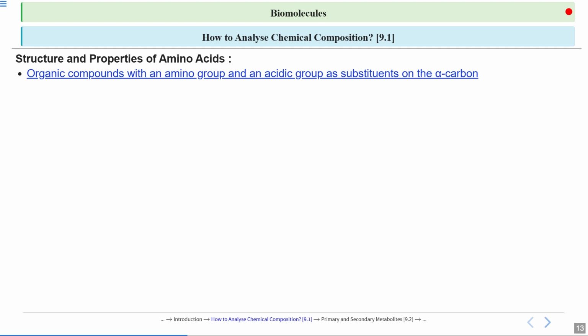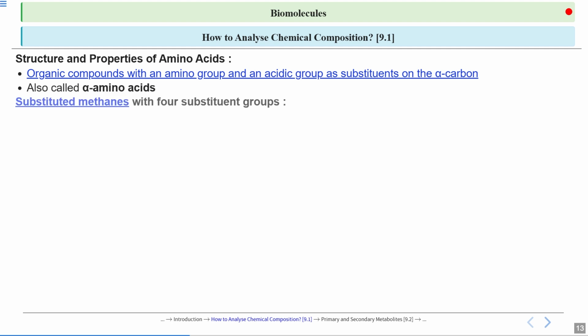So basically amino acids are organic compounds with an amino group, an NH2 group, and an acidic group as substituents on the alpha carbon. Clear? So they have an NH2 group and a carboxylic group. Amino acids have both of these groups. They are also known as alpha amino acids because the amino group and the carboxylic group are substituents on the alpha carbon.